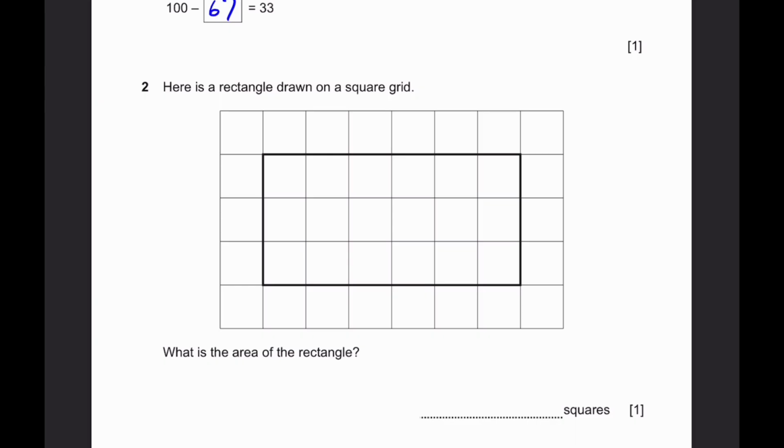Question 2. Here's a rectangle drawn on a square grid. What's the area of the rectangle? That'll be 3, which is the width, into 6, which is the length, 18 squares. Because 3 into 6 is simply 18.